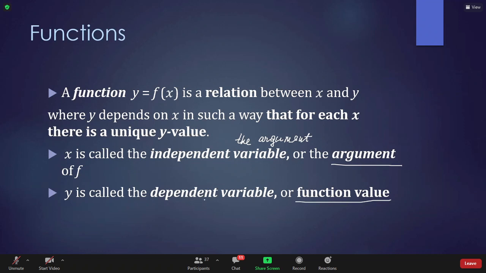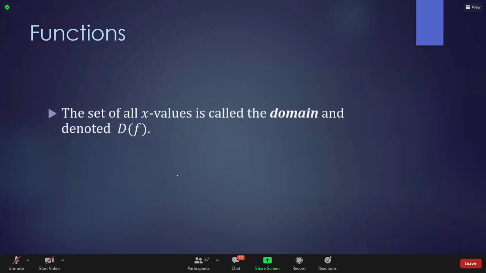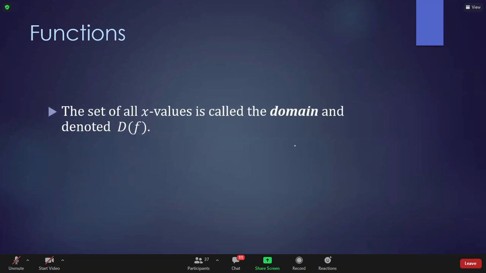And the set of all x values is called the domain of the function, and it is denoted by D of f. That's just as I said a minute or 2 minutes ago. Not all x values have the function value defined or possible even. For some x values, the function cannot be found at all for different reasons.